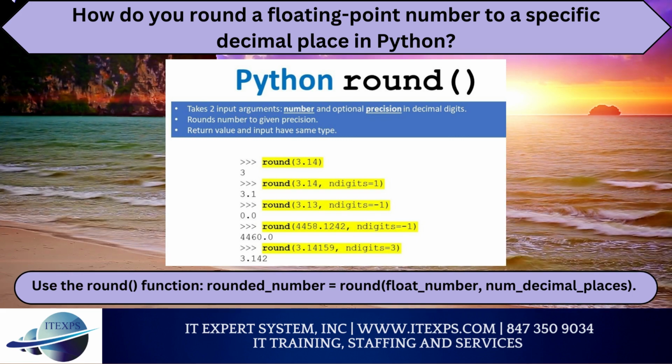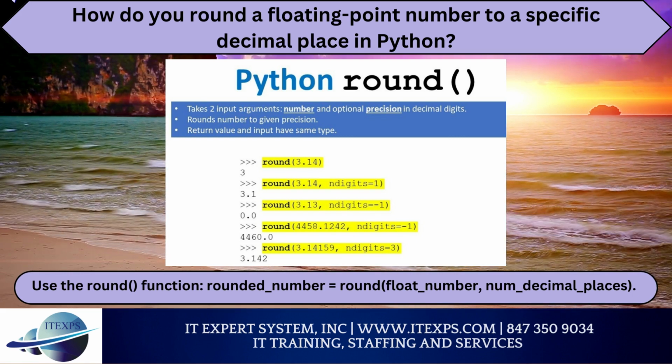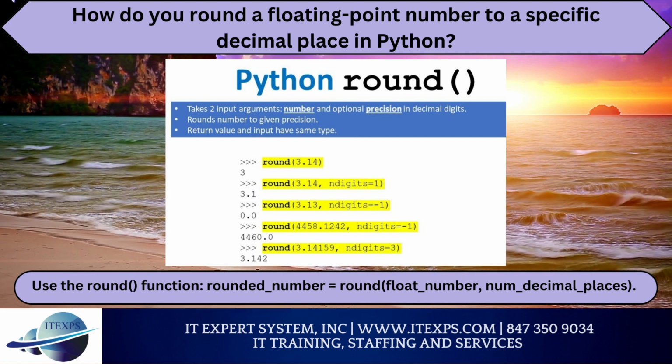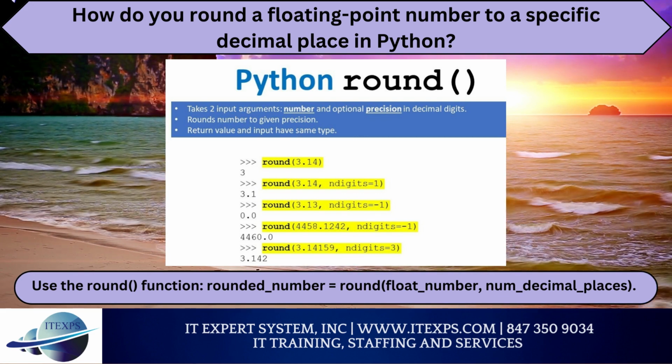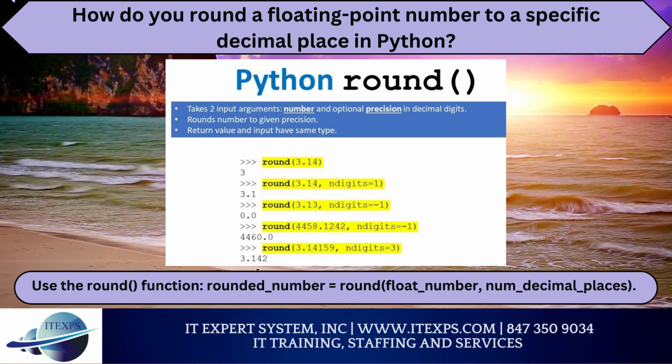How do you round a floating point number to a specific decimal place in Python? Use the round function: rounded_number = round(float_number, num_decimal_places).